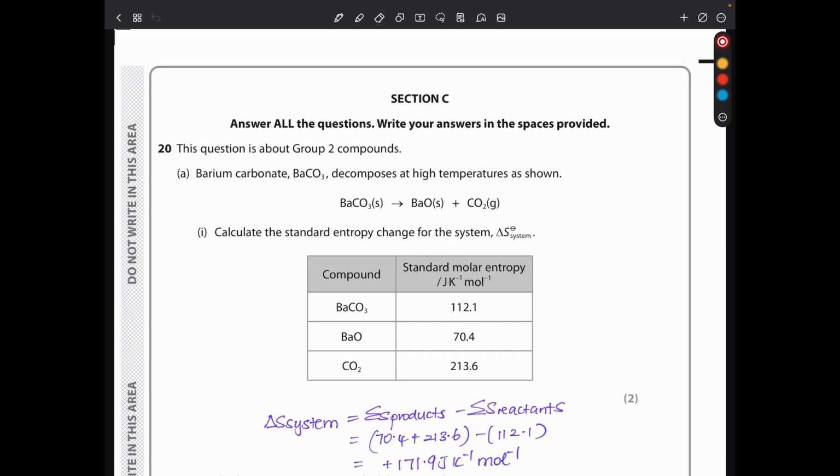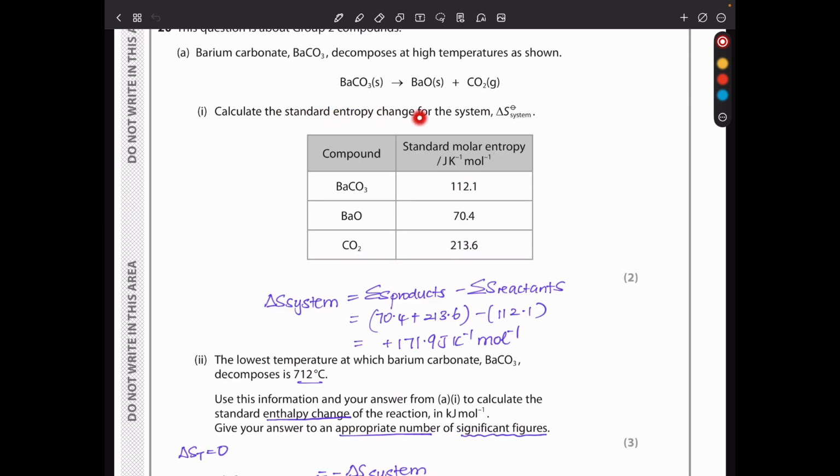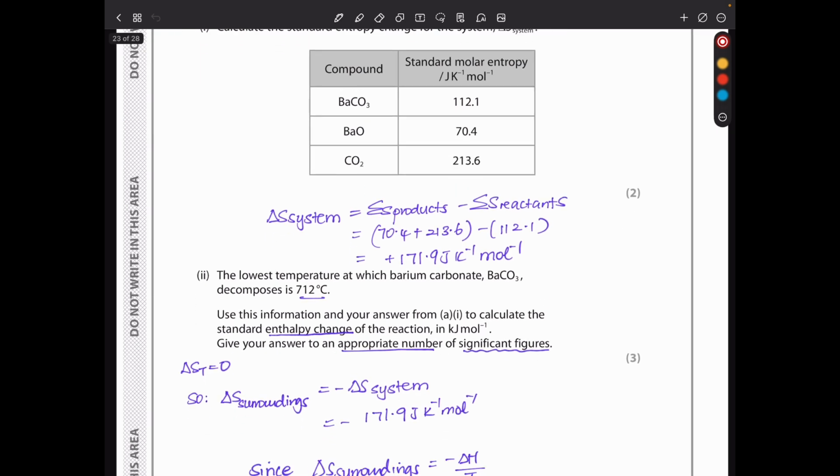In question 20, this question is about group 2 compounds. Barium carbonate decomposes at high temperature as shown, we see there. Calculate the standard entropy change for the system. They've given us the information in the table, and we know the S system equals the total product entropy minus the total reactant entropy. So product entropy, we have 70.4 plus 213.6, and then we subtract the reactant entropy, which is that, to give us positive 171.9 joule per Kelvin per mole.